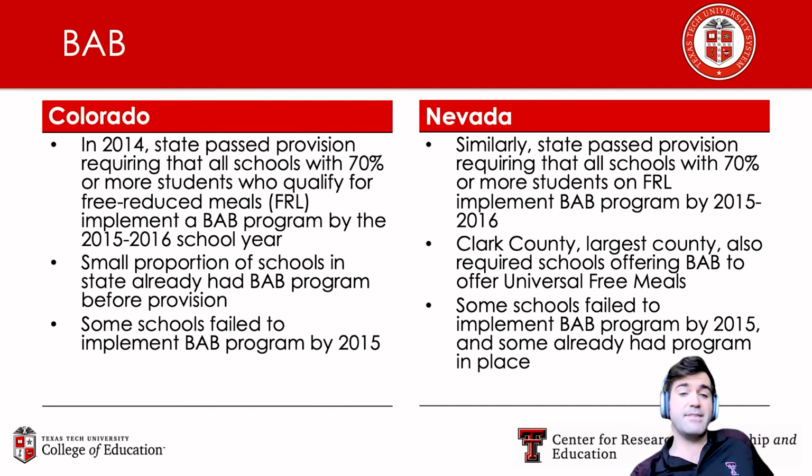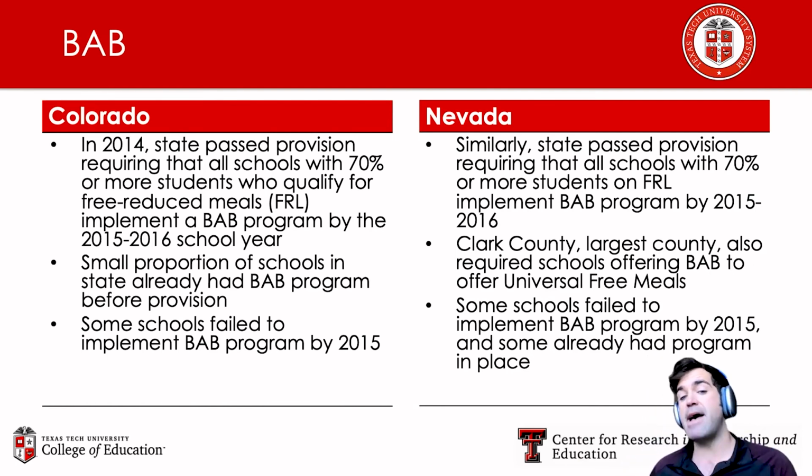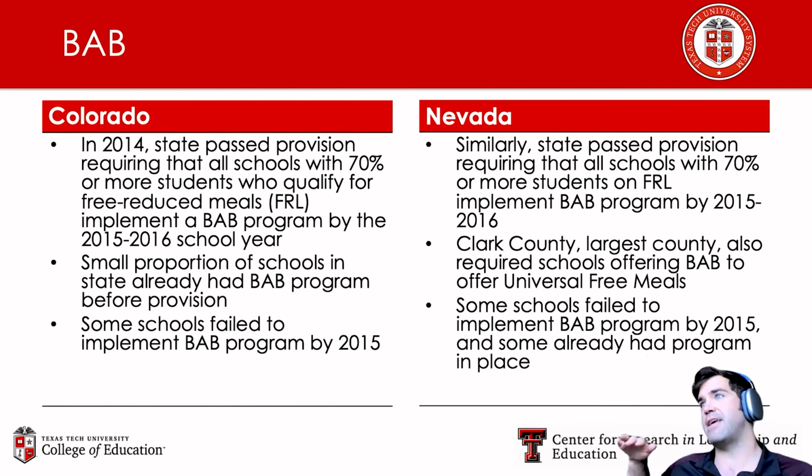Well, these two states were chosen for a very specific reason. At the same time, in 2014, the state legislators passed legislation that required all schools with 70% or more students who qualified for free or reduced price lunch, which is a measure of income. So the household incomes that are below a certain amount qualify for free and reduced price lunch at the school. So in 2014, they passed a policy that said that if 70% or more of your students qualify for free and reduced price lunch, you had to adopt breakfast after the bell as a school breakfast program by the 2015-2016 school year.